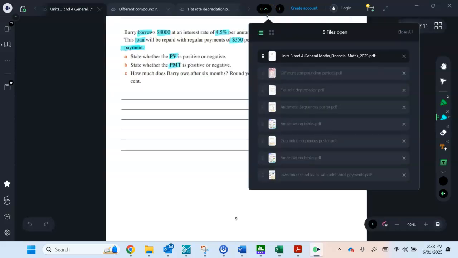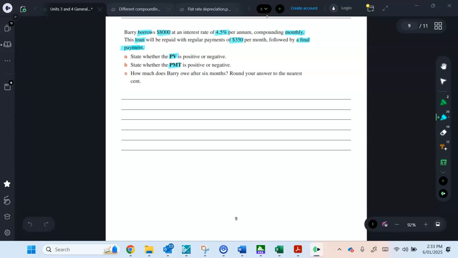All right, let's just get my pen back up. All right, so we're going to have positive, oops, I thought I changed you. So it's going to be positive, and then the second one's going to be negative. How much does Barry owe after 6 months? Round your answer to the nearest cent.